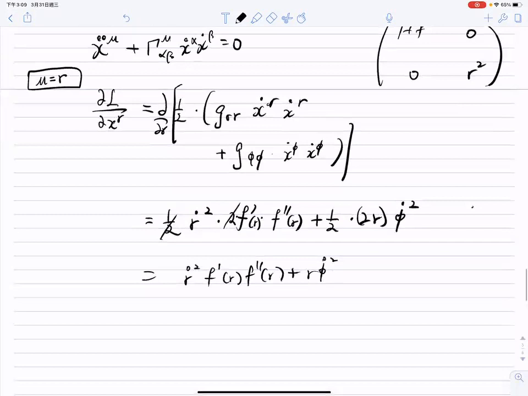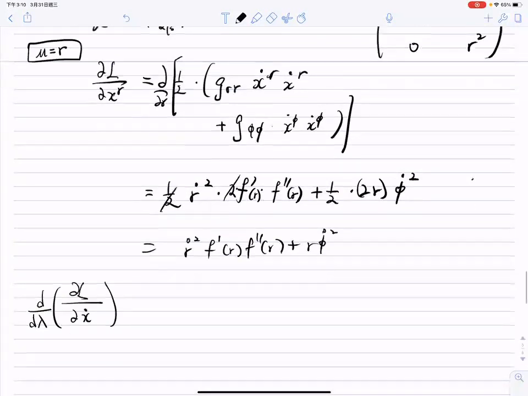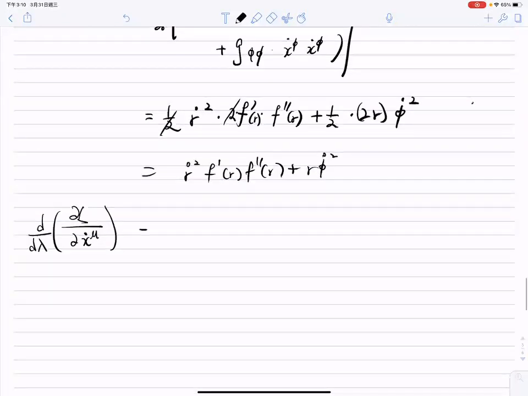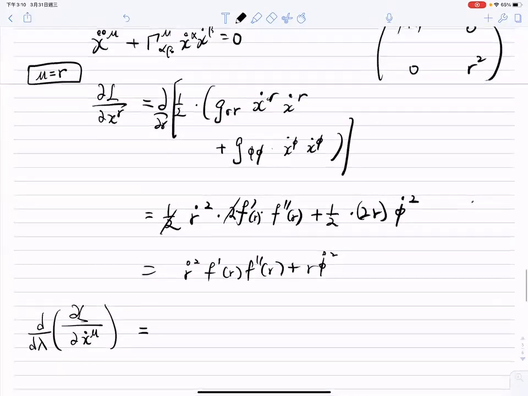And then we have to calculate the Lagrangian derivative with respect to the derivatives of x mu, which is the... okay. What's the answer?